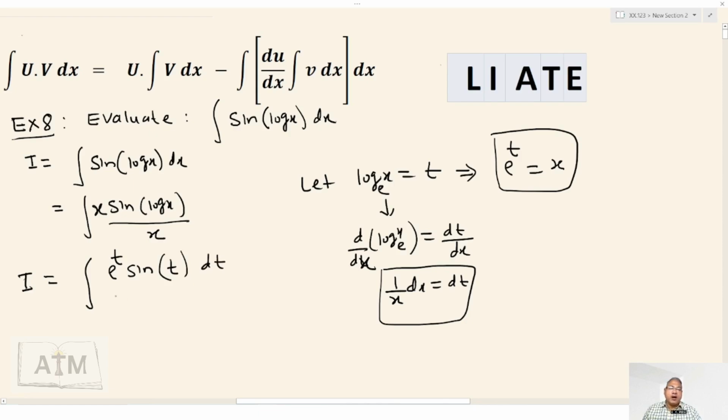Now we will apply here the product rule. We have to decide u and v. E raised to t is nothing but the exponential function, and this becomes the trigonometry part, sine of t. Therefore u equals sine of t and v equals e raised to t.